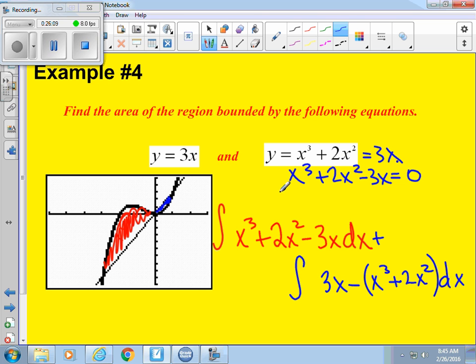How are we doing? Besides turning your world completely upside down. Besides that. We're doing okay on area.